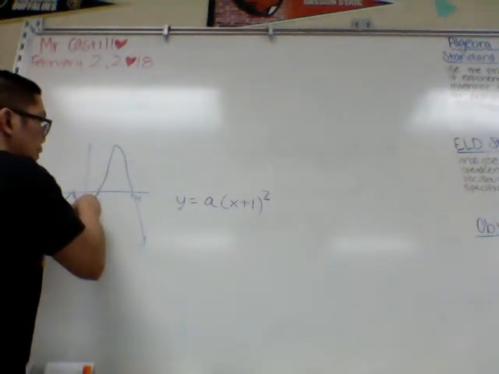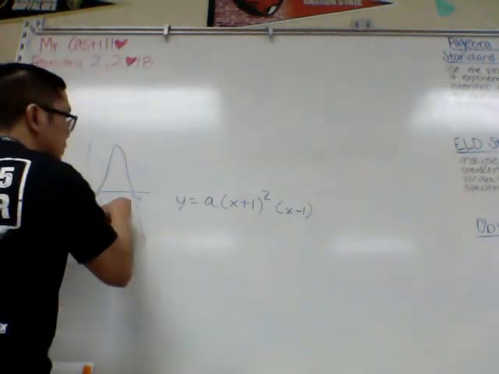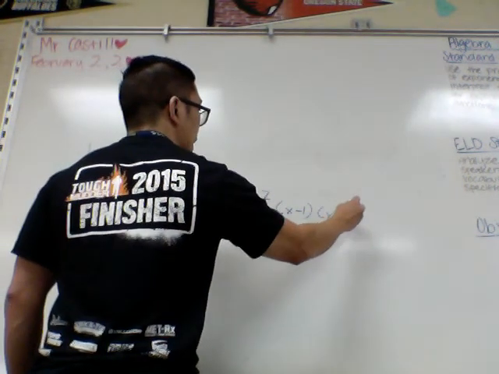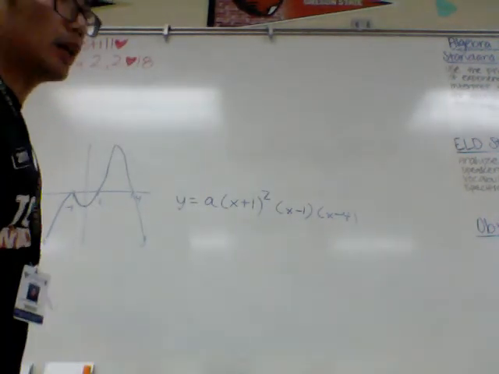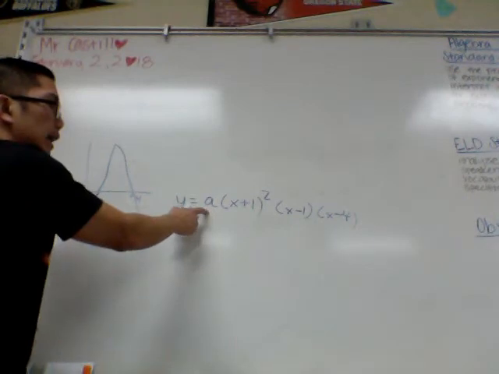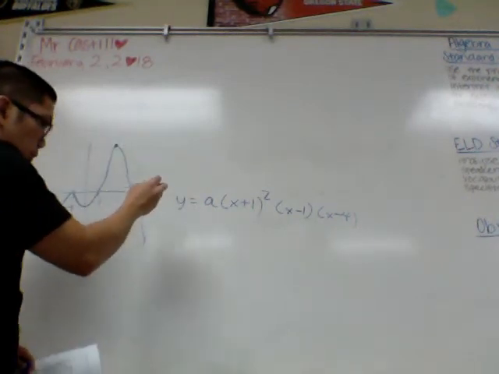Then I know I have another 0 at 1, and I have another 0 at 4. So that is your polynomial equation. However, we don't know what the a is, so we're going to find that. We can't make it 1 because there is a restriction here, and it has to go through the point 3,8.